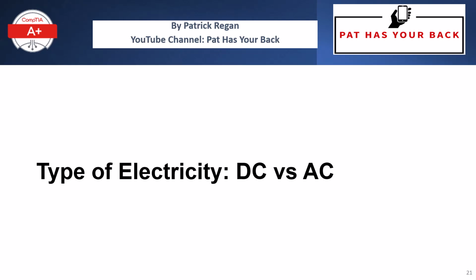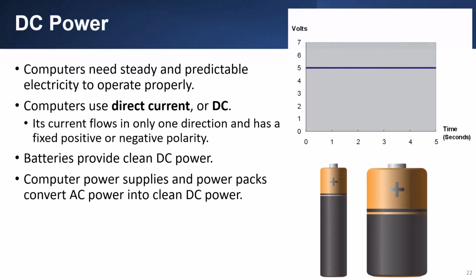The last part of this presentation will be comparing DC and AC power. Computers need steady and predictable electricity to operate properly. Computers, as well as most of your electronic devices, use direct current or DC. Its current flows in only one direction and it has a fixed positive or negative polarity. Batteries provide clean DC power. Computer power supplies and power packs convert AC power into clean DC power.